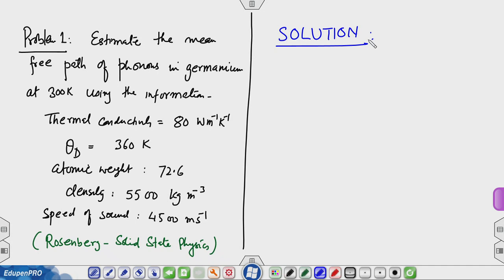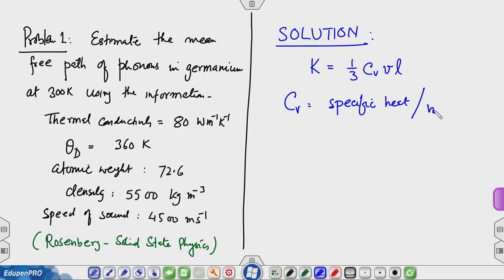As we have been writing, the thermal conductivity is 1/3 Cv v L, and we want to estimate L. Cv is specific heat per unit volume. Keep this in mind. Now, what you are given is the specific heat. We want to do the calculation at 300 K, and what you are given is the theta Debye. And just to remind you that Cv goes very quickly up and then becomes almost a constant.